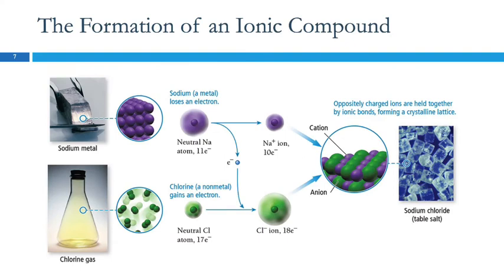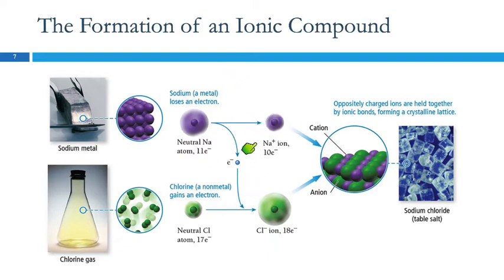Here is an illustration of the formation of table salt, sodium chloride. Sodium metal, chlorine gas. Here we have sodium atoms and chlorine atoms. They're both neutral. The neutral sodium with 11 electrons will lose one of its electrons, giving it to chlorine. So chlorine goes from 17 electrons to 18. Now it has a negative charge. Sodium goes from 11 to 10, has a positive charge.